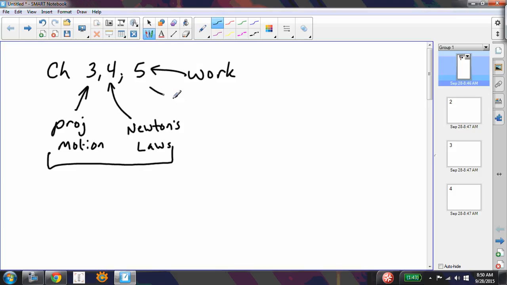Now, for the work, it's going to be very limited. Just the very first part of chapter 5. In fact, if you're looking at the homework, you really only need to do number 1 on the homework. There will be an equation sheet from chapter 5 onward, but the only thing really on the equation sheet is the very first one, and that is that work is equal to force times the distance times cosine of the angle theta.